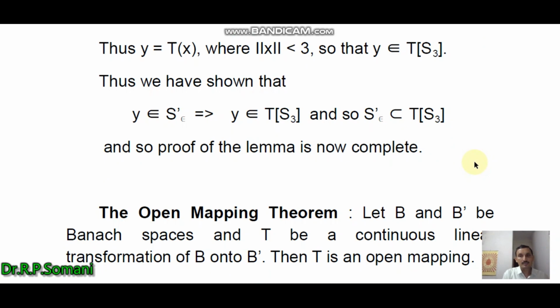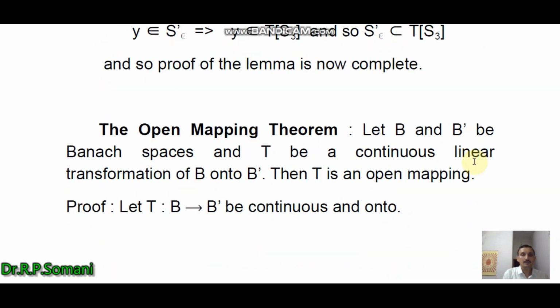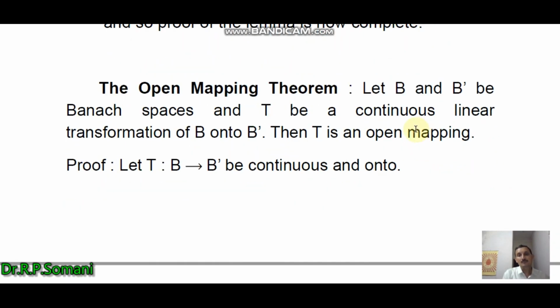Now the important theorem, the open mapping theorem. Its statement is: let B and B dash be Banach spaces over the same scalars and T be a continuous linear transformation of B onto B dash, then T is an open mapping. That is, the image of an open set under T is an open set. So for the proof, we apply the lemma.